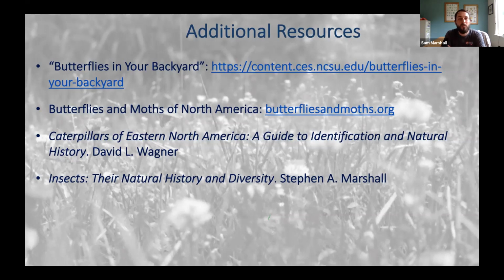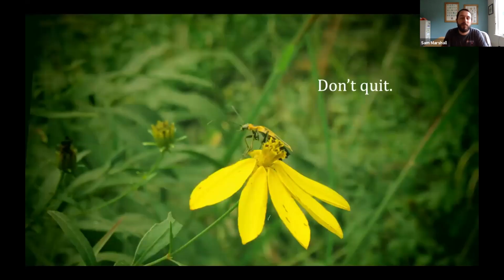And then if you want just more of a general book about insects, well, I shouldn't say general. It does cover all of the insects, but Insects: Their Natural History and Diversity is a big old textbook, and it's a fantastic wealth of knowledge resource. So something that if you wanted to build up your entomology section of your library, I would encourage you to look at, but it's a really nice desk reference.